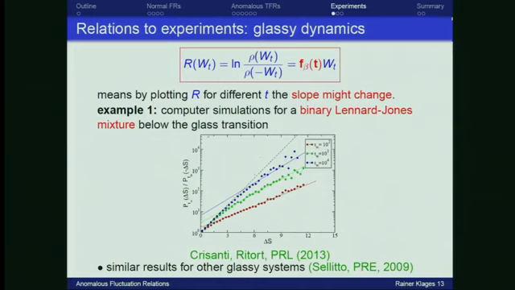I just show one result that was published earlier this year by Crisante and Retort. What they did was they did computer simulations for, in this case, a binary Lennard-Jones mixture below the glass transition, and then just plotted this fluctuation ratio on the y-axis as a function of the entropy production for different times. And you see if you increase the time, the slope increases by approaching slope 1. And interestingly, you see that indeed, for longer times, it does approach the slope 1 for small entropy production, but for larger ones, you have deviations. But for my point, most important is that you see that the slope here depends on time.